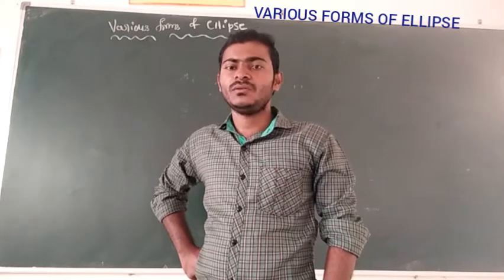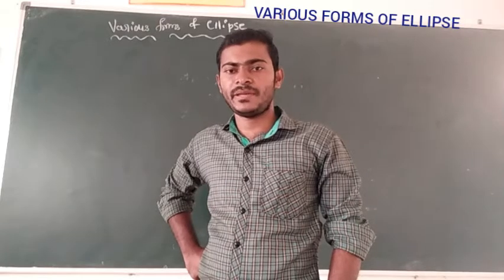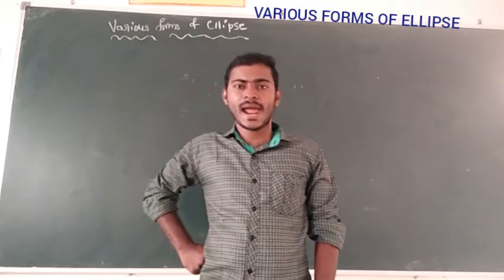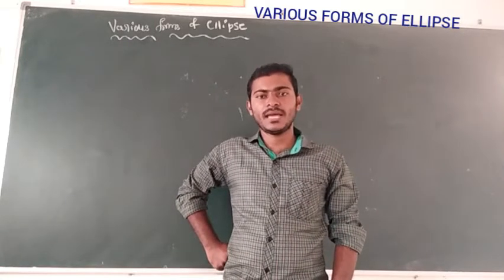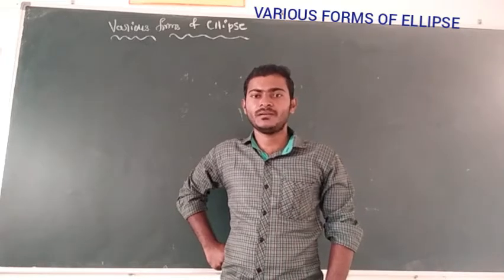Now, a conic is said to be an ellipse when SP by PM equals e, where e equal to 1 forms a parabola, e less than 1 forms an ellipse, and e greater than 1 forms a hyperbola.